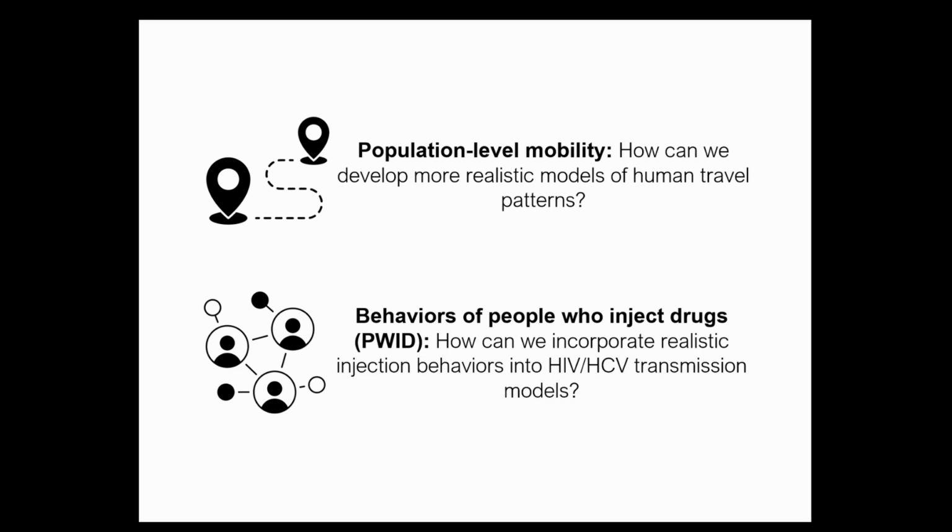So the first is better understanding population level mobility. So how can we better understand how people are traveling? How do people travel differently amongst the population? How do they travel differently in different countries?